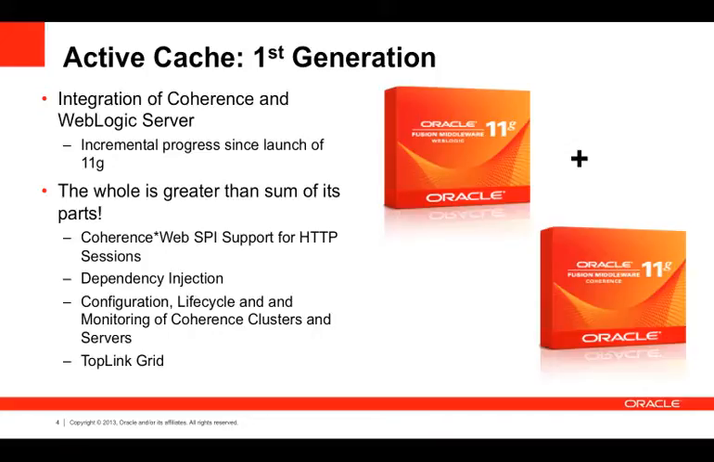Active Cache relies on the WebLogic management infrastructure for cache configuration and lifecycle management. You can also monitor what's happening in Coherence clusters and each cache server. Lastly, if you are using TopLink, which is a JPA provider for WebLogic, Coherence can be used as a level 2 cache for TopLink.